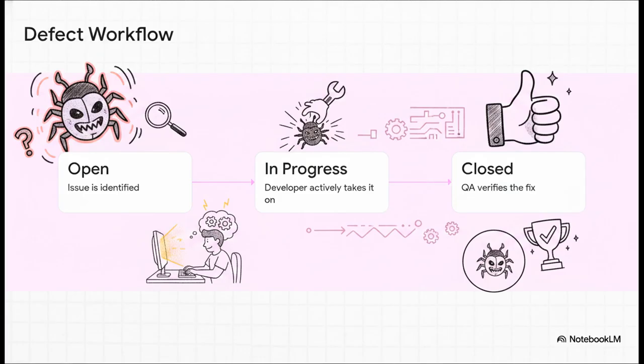Step 1, open. That's when an issue is first spotted. Step 2, it shifts to in progress the exact moment a developer rolls up their sleeves and gets to work. And step 3, it is finally closed, but only when the QA team actually verifies the fix. It's simple, it's linear, and it's highly effective.